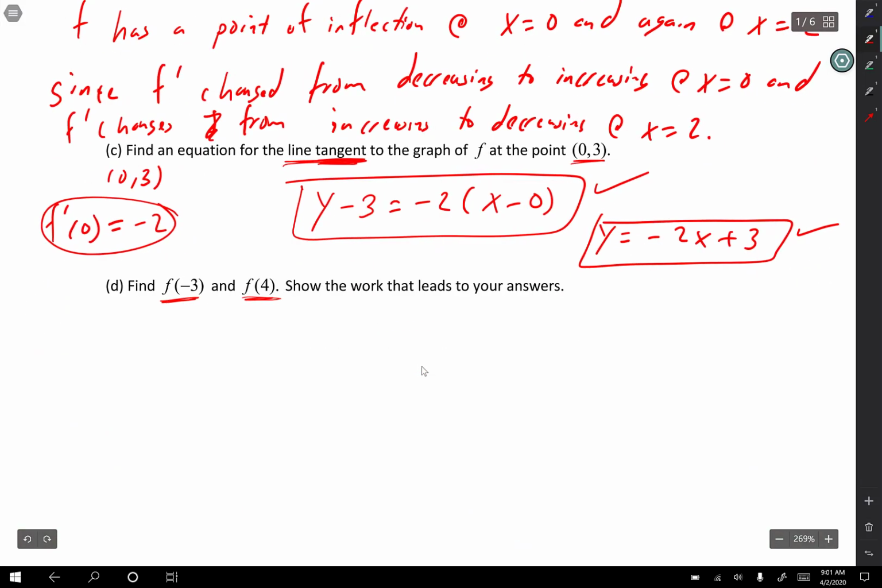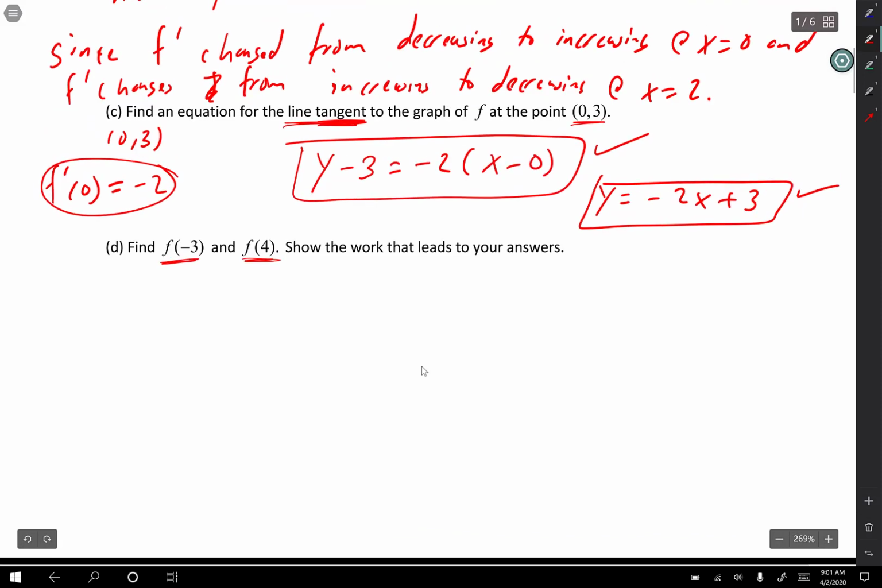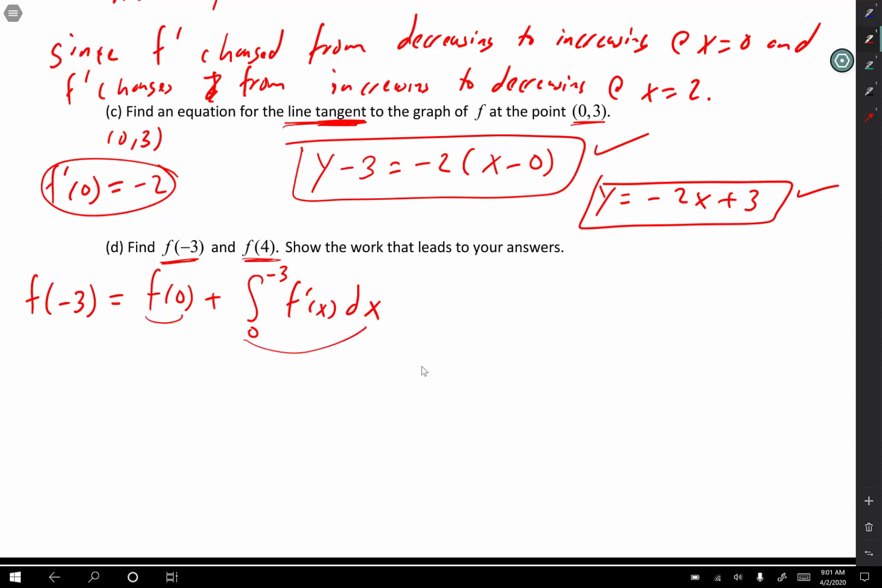I'm trying to say, and I think I have enough space to do both of them, but if not, I'll just use different colors. My position at -3 is nothing more than the initial position they gave me, f of 0, plus the integral from 0 to -3 of your velocity. And look, there it is. This is like initial position. This is like displacement. So this will give me my position at -3.